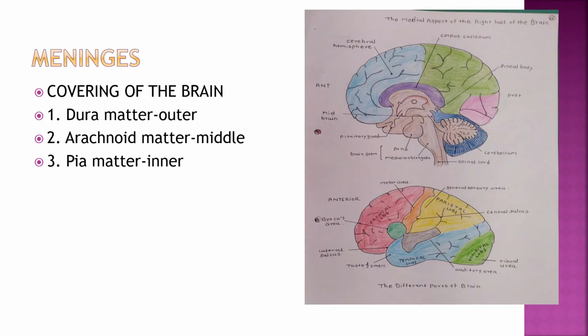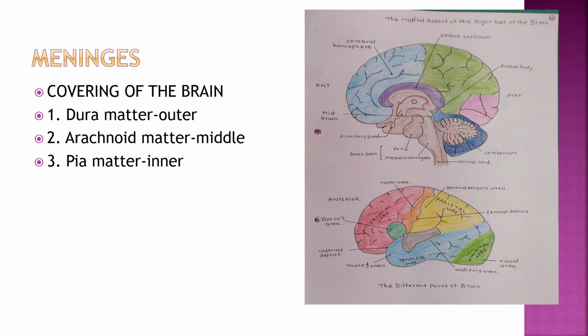Now we will see coverings of the brain. They are also called as meninges. So brain and spinal cord are surrounded by three connective tissue membranes, and they are called as meninges. So cranial meninges, they are covering brain, and spinal meninges, they are covering spinal cord. The outermost covering of the meninges is called as dura mater.